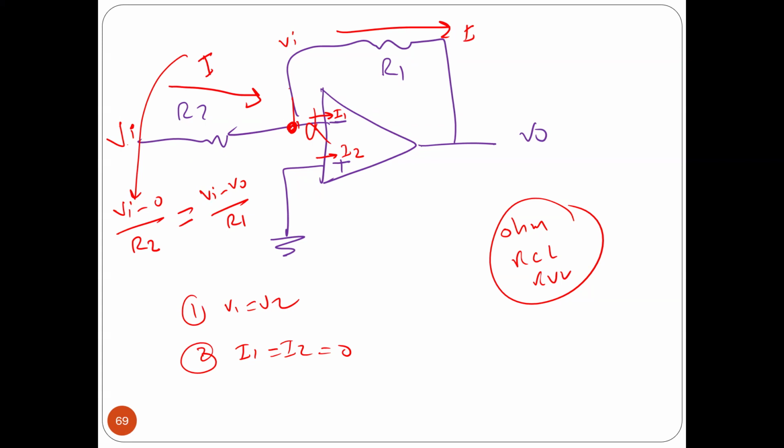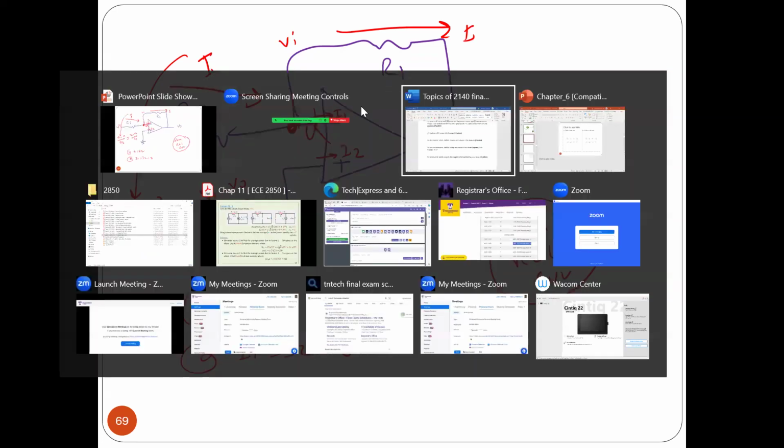Again, for this chapter, you don't need to memorize. I will not ask you to draw a circuit for an inverting amplifier, non-inverting amplifier, or the other circuits. I will only give you a circuit, and then I will ask you to do the analysis for this circuit. You don't need to memorize the inverting or non-inverting or the different circuits.